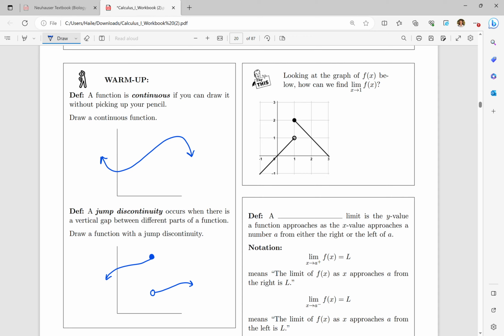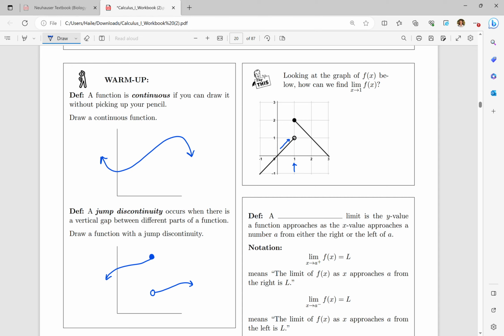Okay, so now looking at the graph of f of x below, how can we find the limit as x approaches 1 of f of x? If we're looking at x equals 1, that's right here, and we notice that there's a jump discontinuity. If we think back to lesson 1 and how we were finding limits, limits were y values. So if we come in from this side along the curve, we're going to be approximately at 1 by the time we get to x equals 1. We're never actually going to get to y equals 1, but we're going to get arbitrarily close.